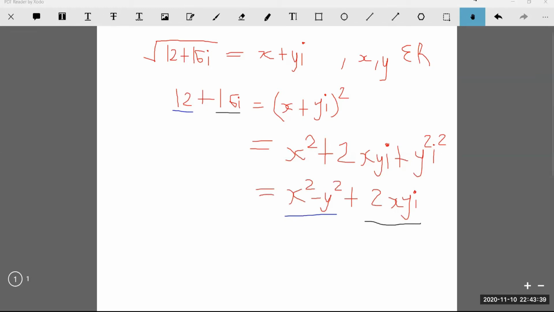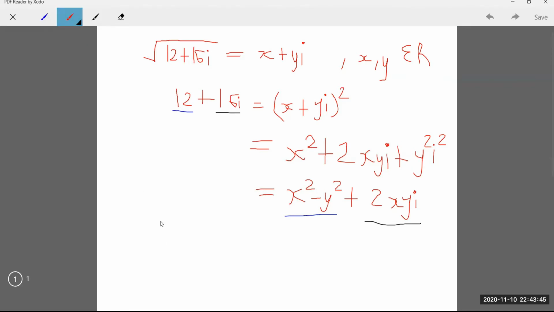From that, we can form the two equations. The first is 12 is equal to x squared minus y squared. The second equation is 16 is equal to 2xy. If 16 is equal to 2xy, we can divide both sides by 2 to get 8 is equal to xy. So 8 is equal to x times y.